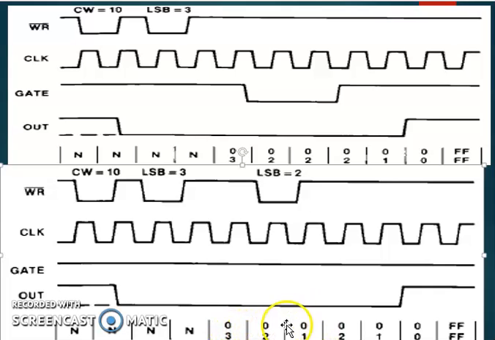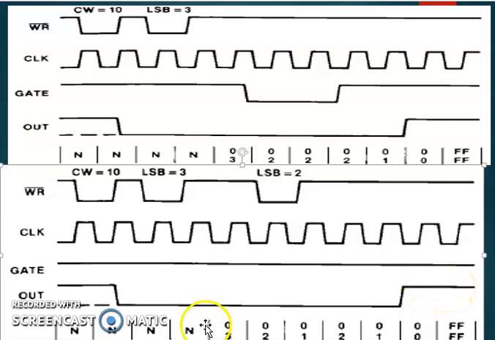So 3, 2 and 1, when it has reached its initial terminal count, instead of making its out value high, what it has done is taken its second count value, which was 2. So it has started using that count value. So 2 and 1. When the terminal count of the second count value is also reached, then it has created the high on the out pin.